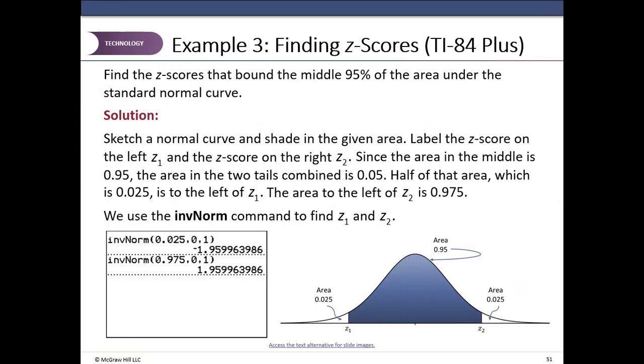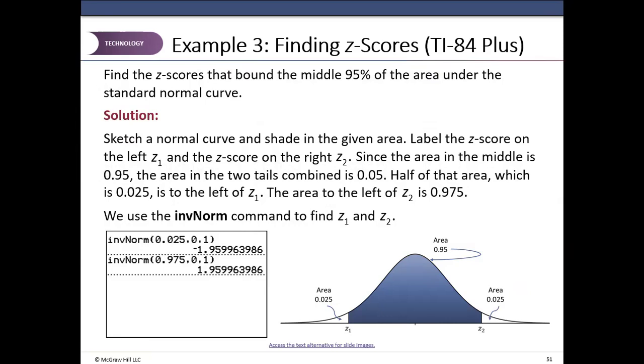Because this normal curve is symmetric, area in the two tails is 0.05. Area in each tail will be half of that, which is 0.025. So area in the left tail is 0.025, area in the right tail is 0.025.